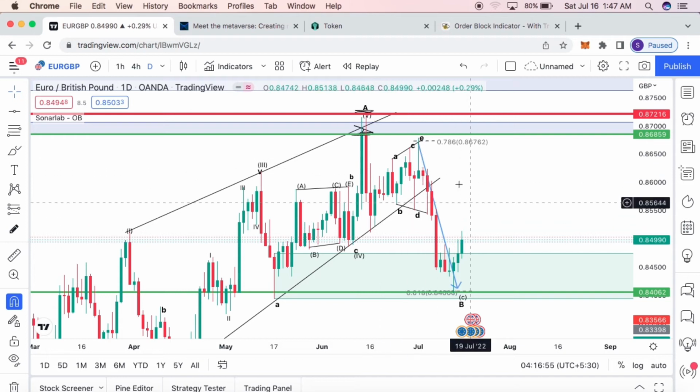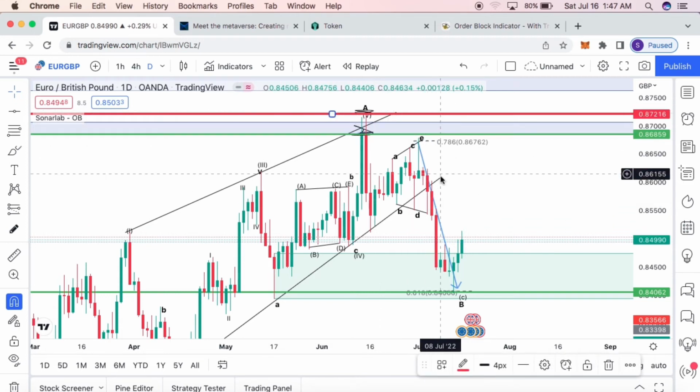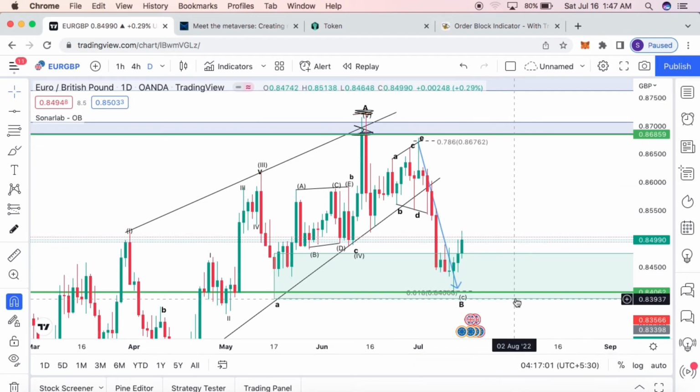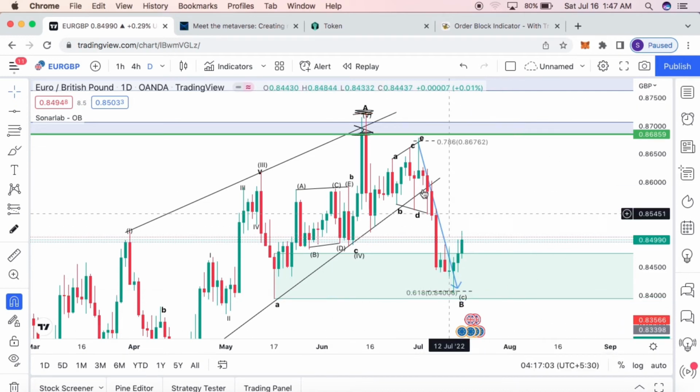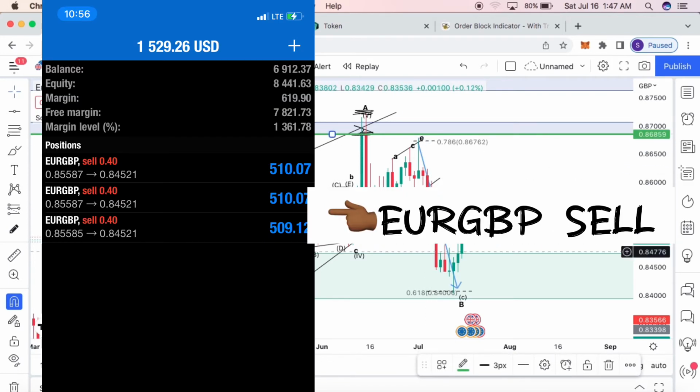So this was my trade for when I was selling. Then let me show you my trade when I was buying the Euro GBP. Again, I'm going to show you. Look at the left side of the screen. As you can see, those are my trades.